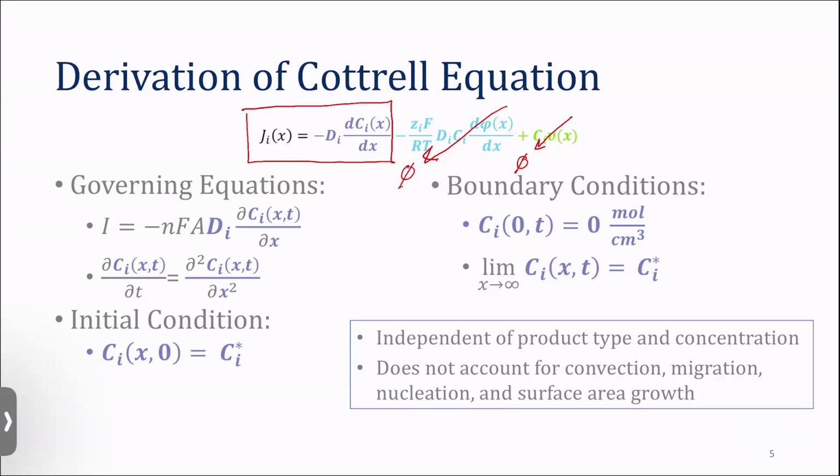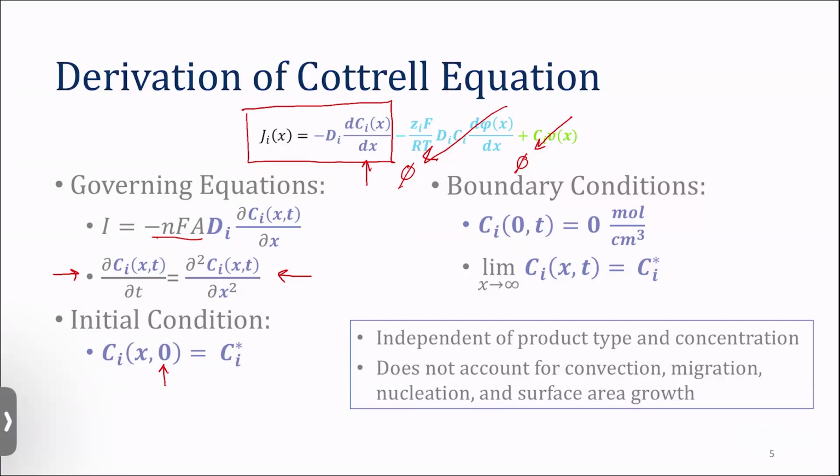We're going to use Faraday's law here to relate the flux to the current. So we're going to take nFA and times it by our flux. And then we're going to use Fick's second law here to figure out how the concentration changes with time and space. That way we're able to get this flux term in Fick's first law. For the initial condition, we're just going to assume that at time 0 and before, our concentration is just the same throughout, and it's at the bulk concentration for species I, which could represent your oxidized or reduced species.